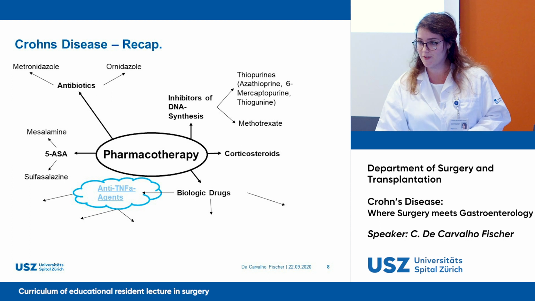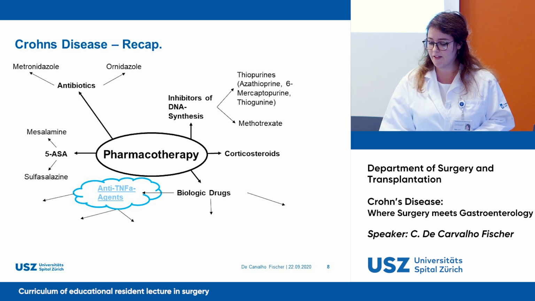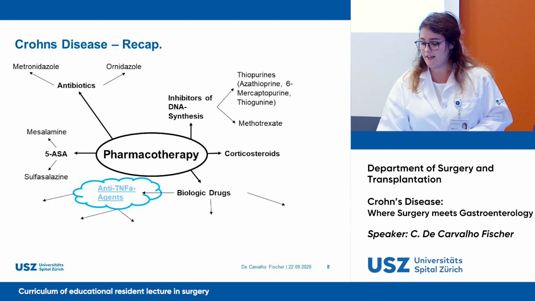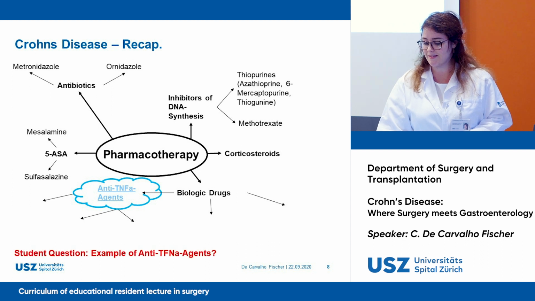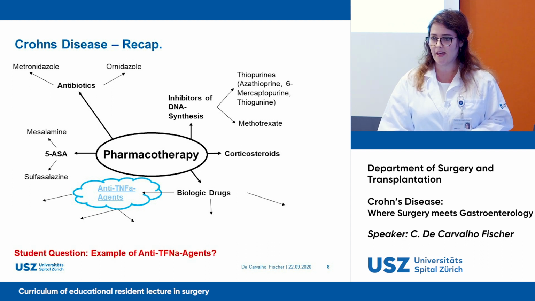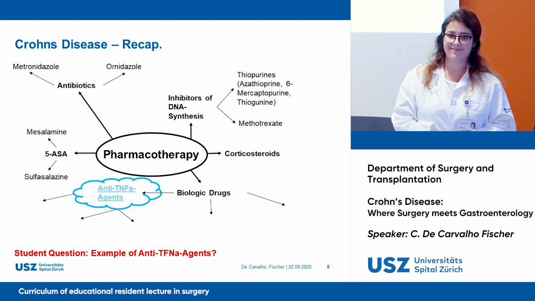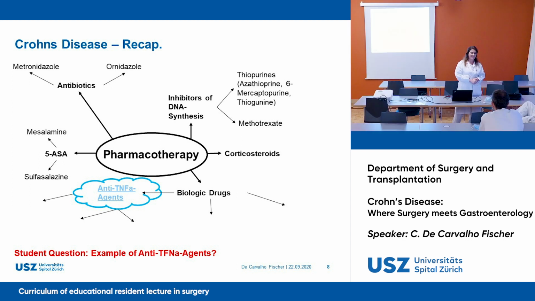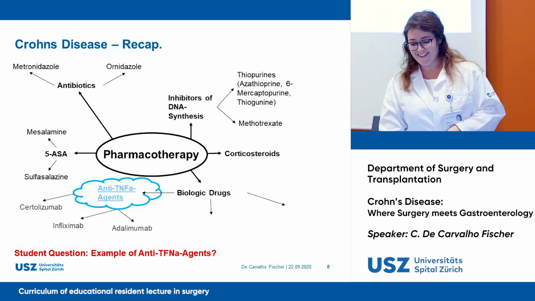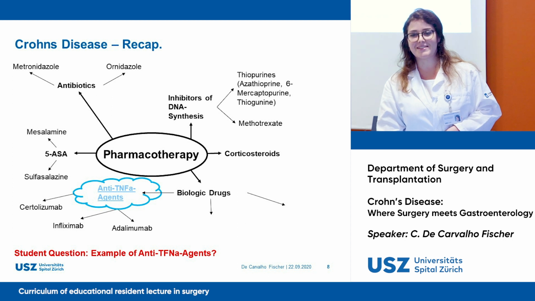Finally, biologic drugs, namely anti-TNF-alpha agents, are very important in the treatment of Crohn's disease. Another question for the students: who can name an example of an anti-TNF-alpha agent? That would be infliximab and adalimumab. Great, thank you. Another one is certolizumab, but that was completely correct.